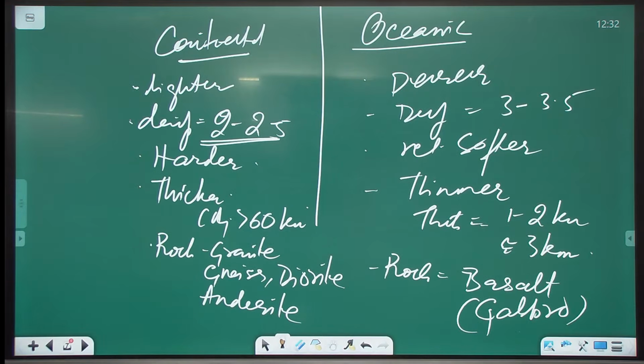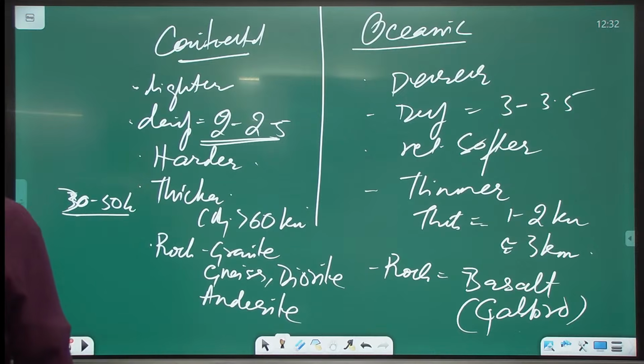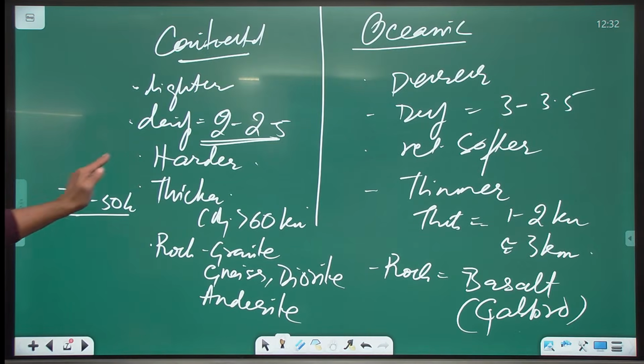Continents are lighter. Continents have density 2.5. Continents are harder. Continents are thicker. The thickness of continents about 60 kilometers, 30 kilometers. In some places, you can also increase to 80 kilometers also. But average is range mein hota hai. So some books can mention this as 30 to 50 kilometers thickness. So don't bother about the exact number. Essentially, they're far more thicker than the oceans, and the continents are having rocks called as granite.